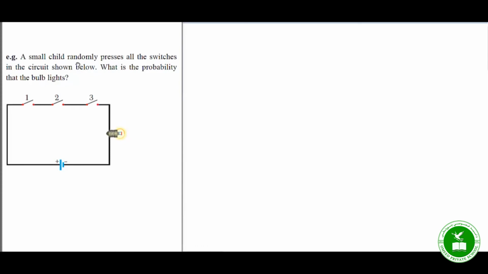Next example, a small child randomly presses all the switches in the circuit shown below. It means he can press the first one, second one, third one, first and second, first and third, or all of them. But randomly he or she presses the switches. What is the probability that the light bulb lights? In here, the question asks us for switching on the light. It means the circuit must be closed.